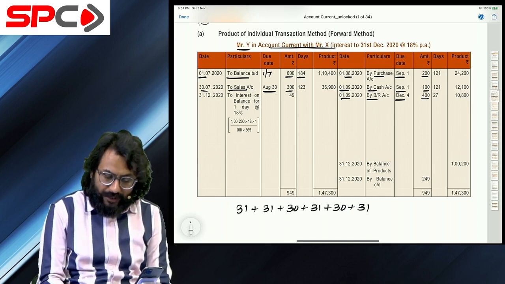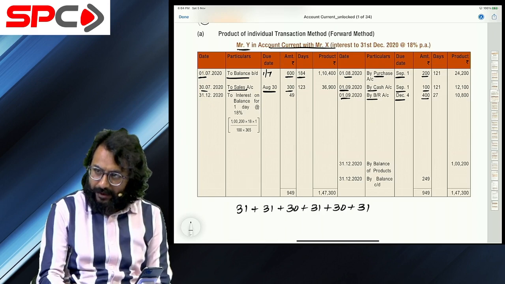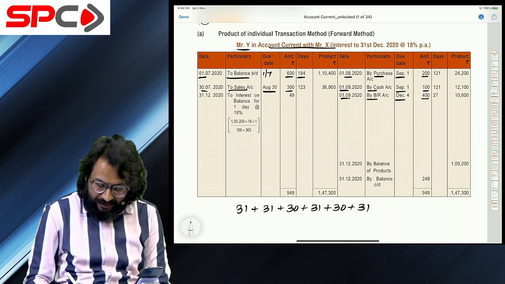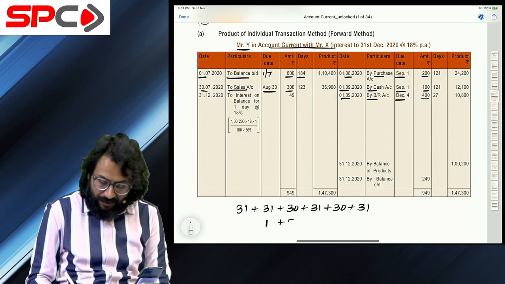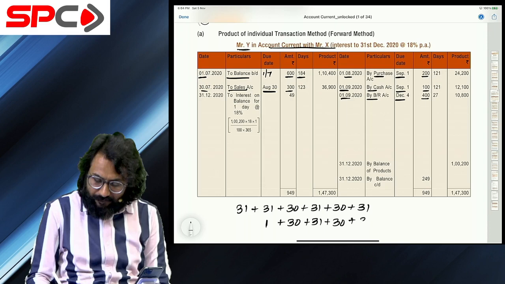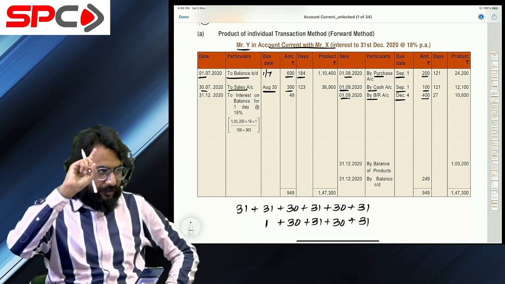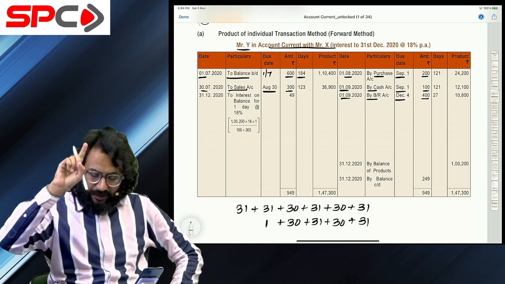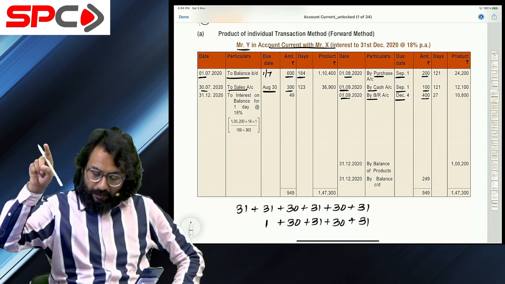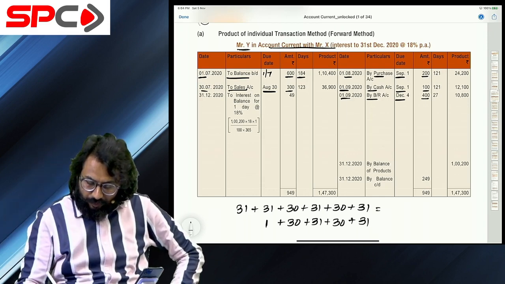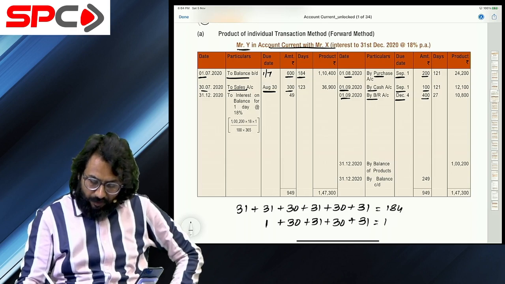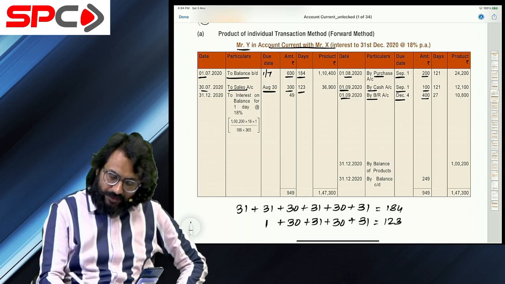Now August 30 to year end. So August 30, can I not say July has gone, August I have got 1 day left because this is a transaction, plus 30, plus 31, plus 30, plus 31. Now, if you see here what I am writing, you will understand. August 1 day, September 30, October 31, November 30, December 31. So, first one was 184, the other one was 123. So, have you understood 123?